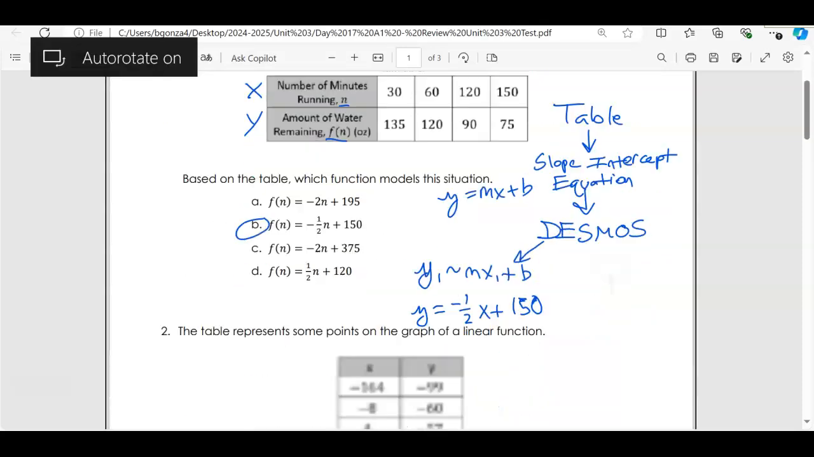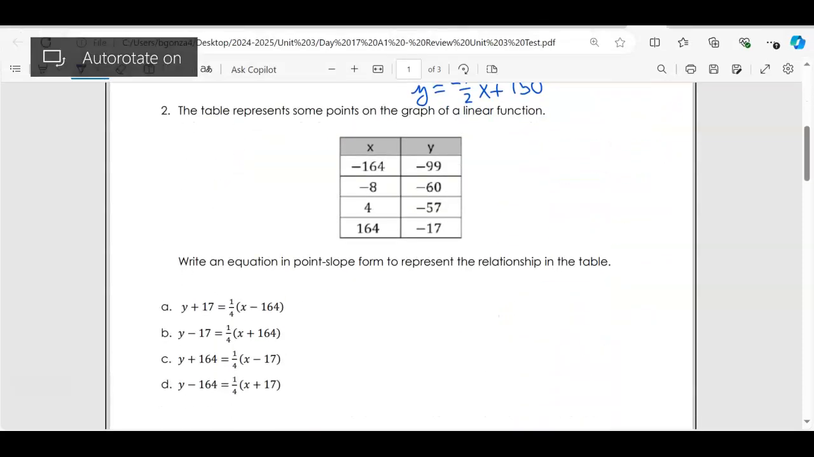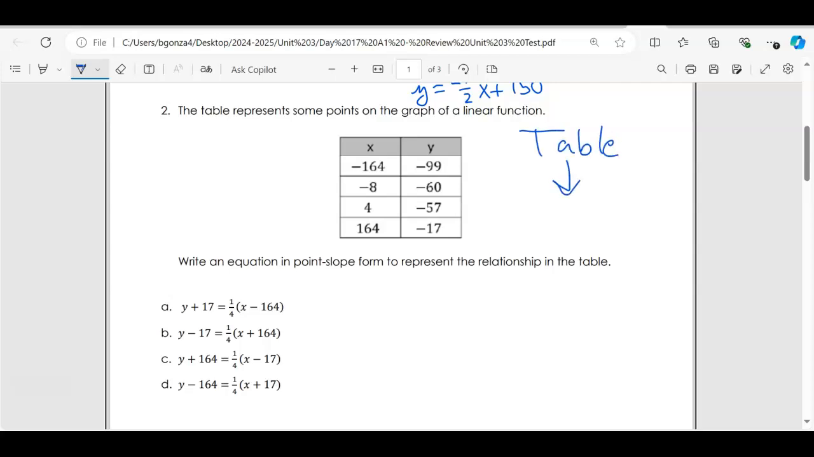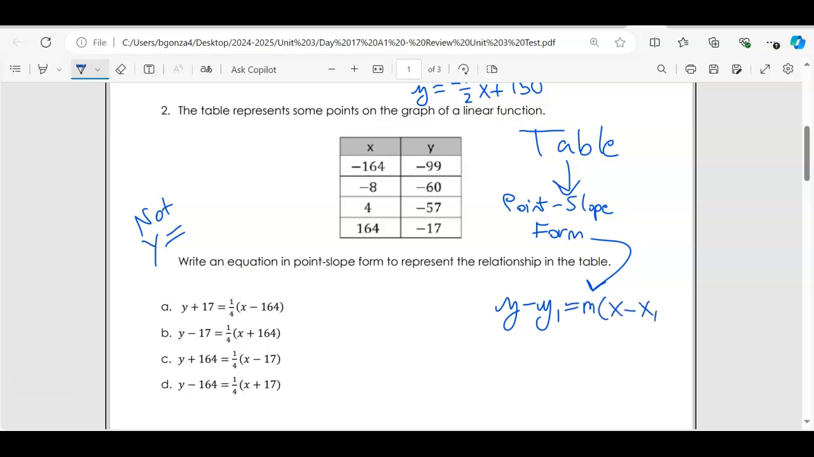Okay, number 2. So we have a table this time. But this time, if you look at your answer choices, these are not y equals. So this is called point slope form. So what is point slope form? y minus y1 equals m parentheses x minus x1.